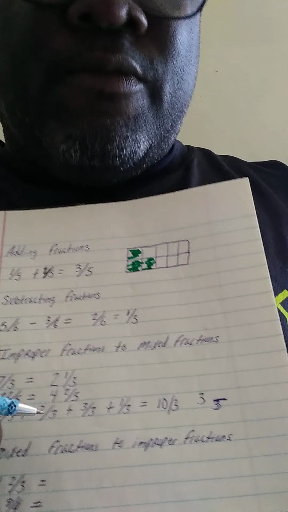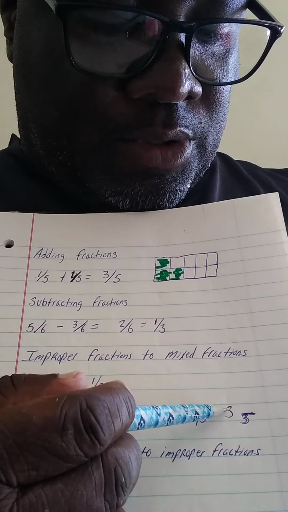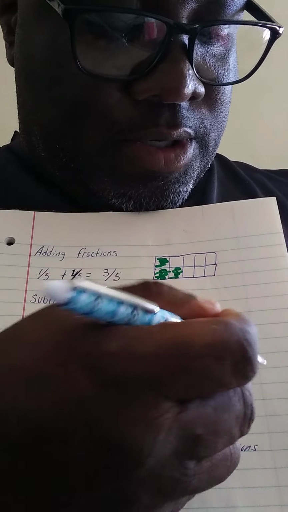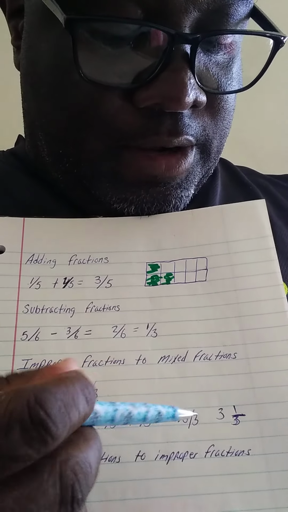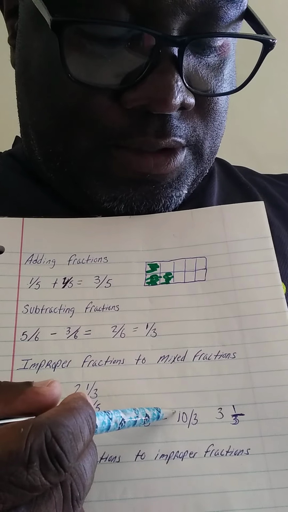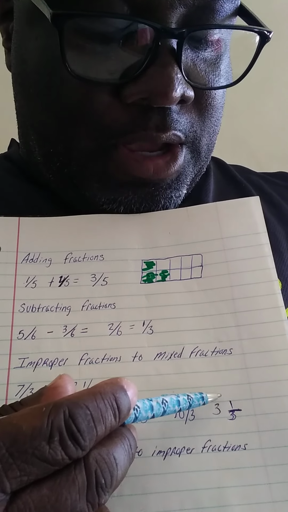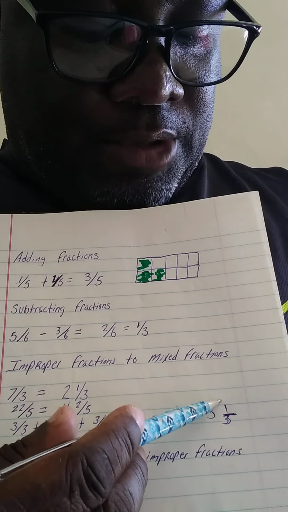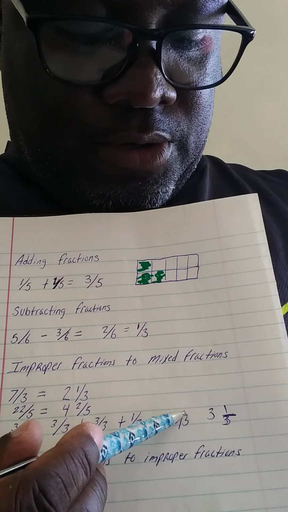So right now, we had 10 thirds. We know 3 times 3 is 9. 10 minus 9 is 1. That gives us the 1 left over right here. So 10/3 as a mixed number or mixed fraction would be 3 1/3, because 3 times 3 equals 9 plus 1 equals 10, which is the answer here, which is 10 thirds.